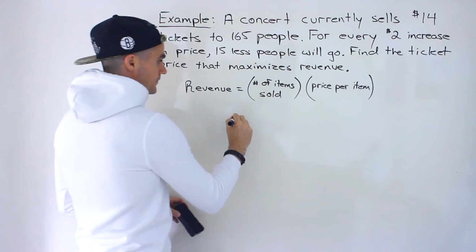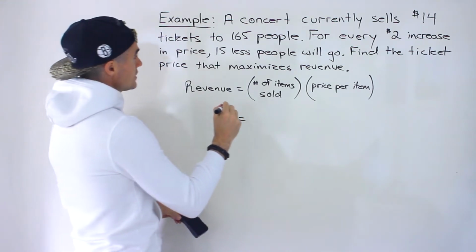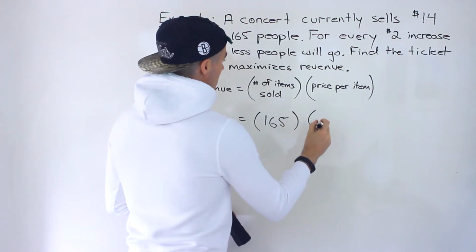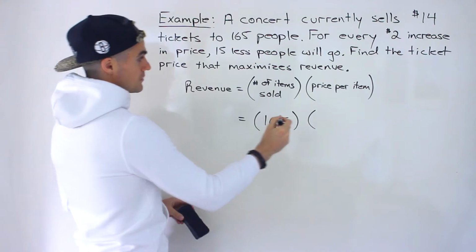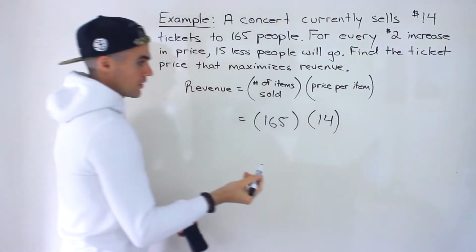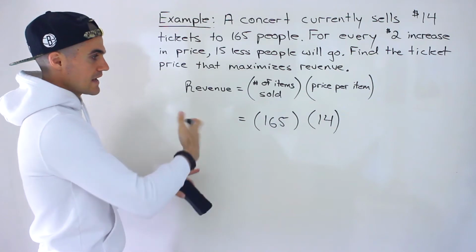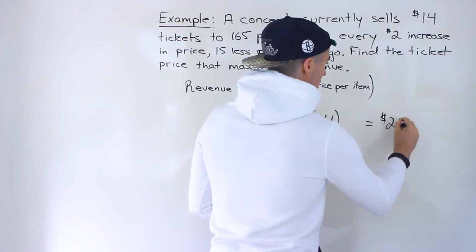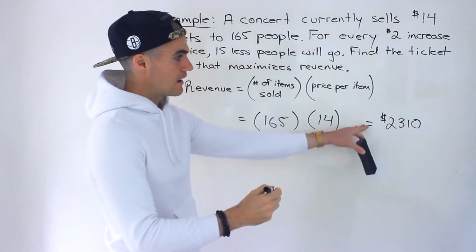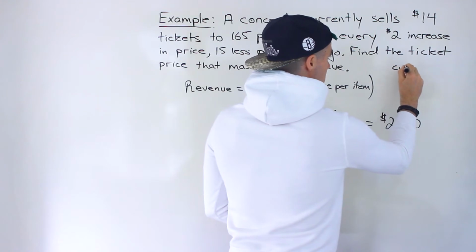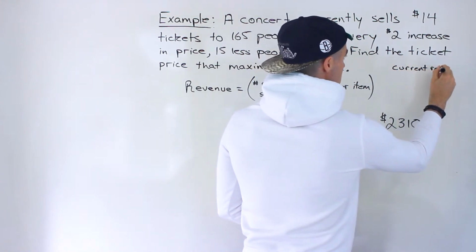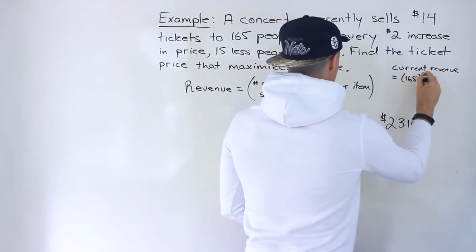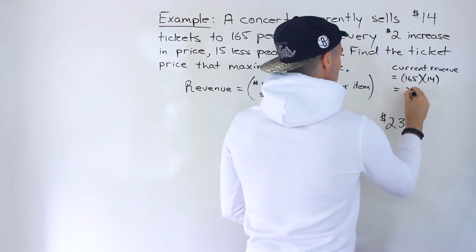So currently, what's happening is a concert is selling 165 tickets to 165 people at $14 per ticket. Right? That's the current revenue. And so when you multiply that, what you would end up getting is $2,310. So that right there is the current revenue. Let's actually write this just to keep track of it. So the current revenue is 165 times 14, which gives us 2,310.